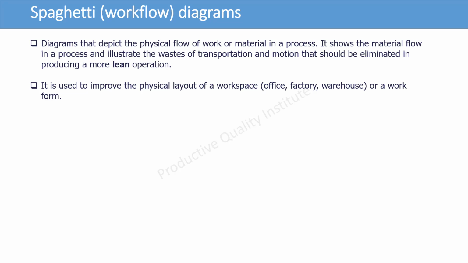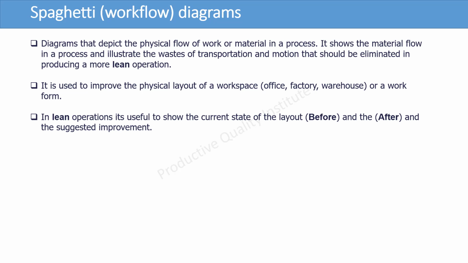It is used to improve the physical layout of a workspace, office, factory, warehouse, or a work form. In lean operations, it's useful to show the current state of the layout, before and after, and the suggested improvement.